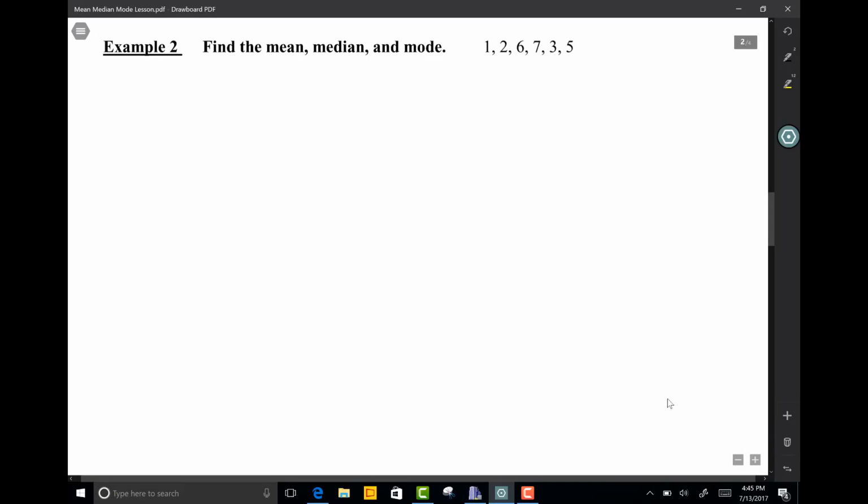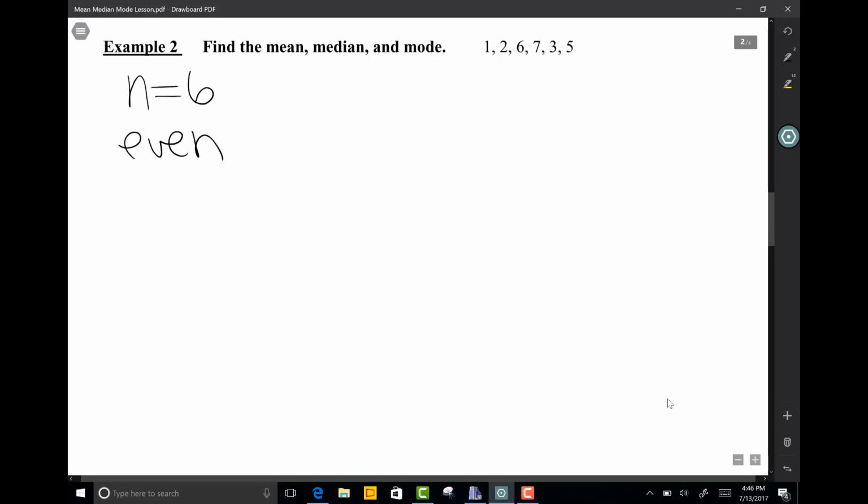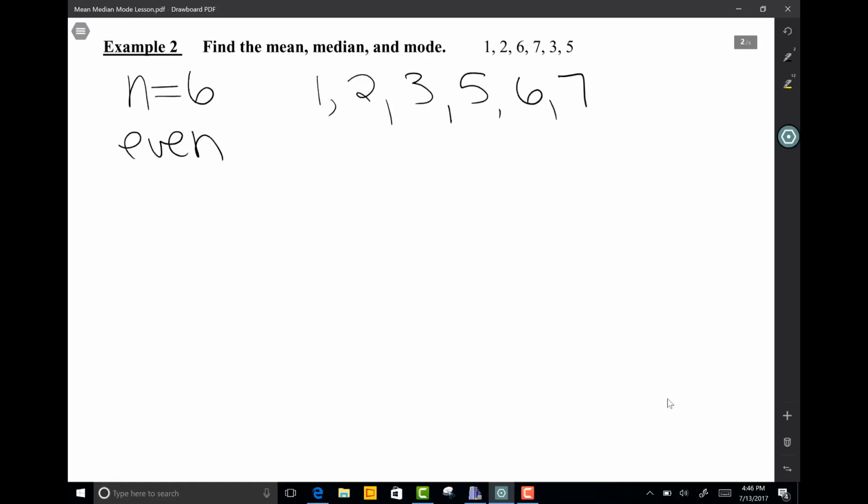Okay, for the second example, I have 1, 2, 3, 4, 5, 6 data values. So that's an example of when we have an even number of data values. So the first thing I'm going to do is order this from smallest to largest. So I have 1, 2, 3, 5, 6, 7. And don't forget, if you have a large data set, the calculator will do that for you. If you just enter in your data and then you go to Calc and you choose sort ascending, it will order it for you. This data set is small enough that we can do it by hand.